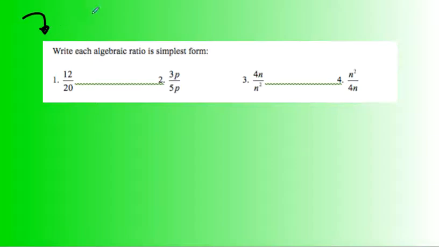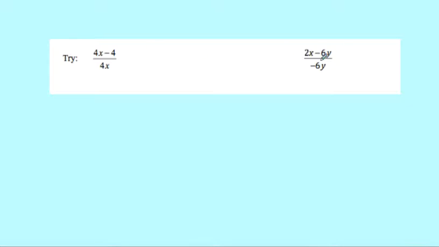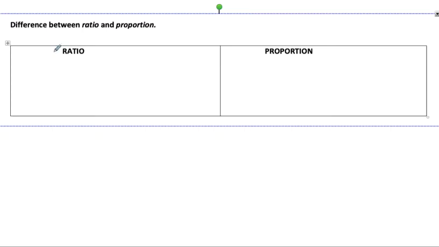First I want you to, in your note packet, you should be on, I think, about page 5. I wanted you to do the algebraic ratios all the way through to 2x minus 6y all over negative 6y. I want you to simplify them. All right, but we're going to start today talking about the difference.